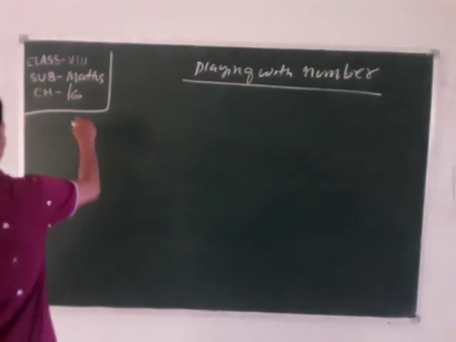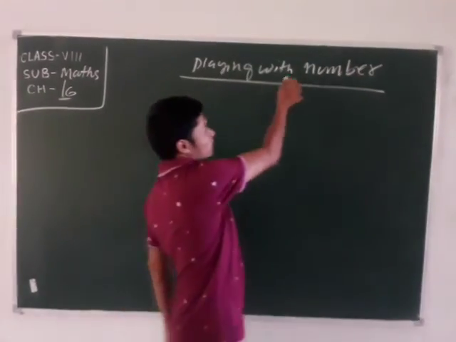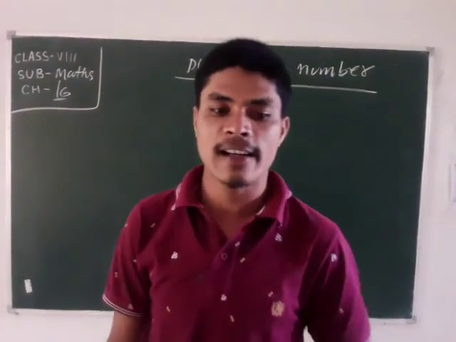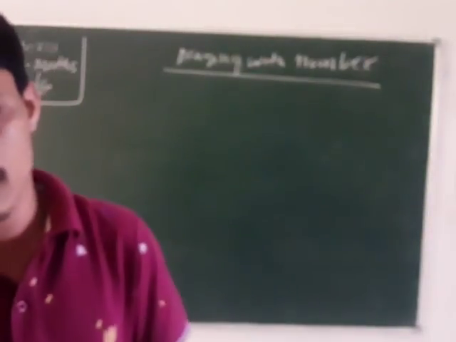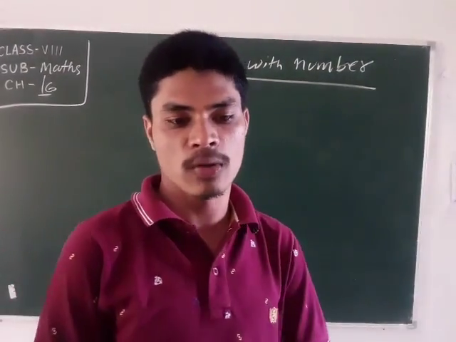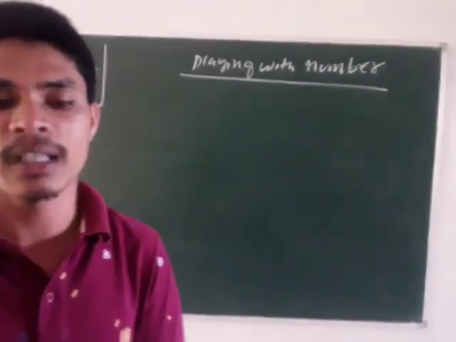Today we learn chapter 13, chapter 16, and its topic is playing with numbers. In earlier classes we learned about the different types of numbers, integers, and their interesting properties. You must also know about the words. So today we learn about numbers in general forms, and how numbers can be formed in general.